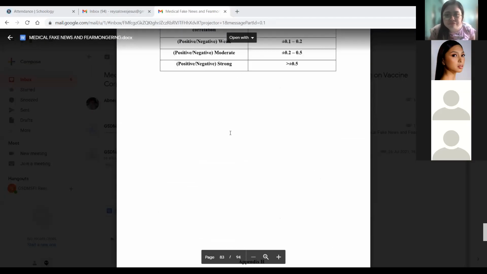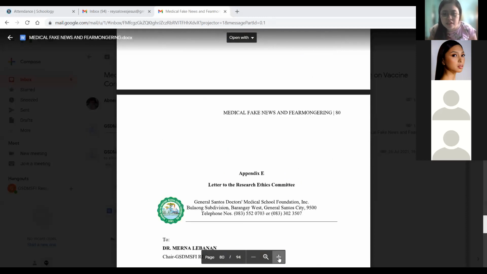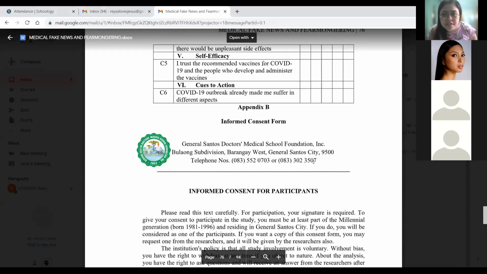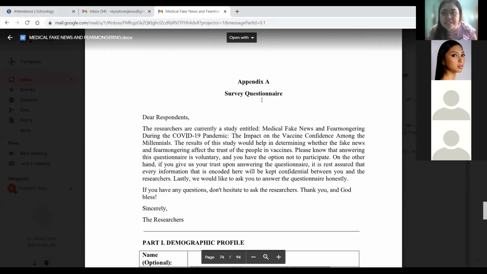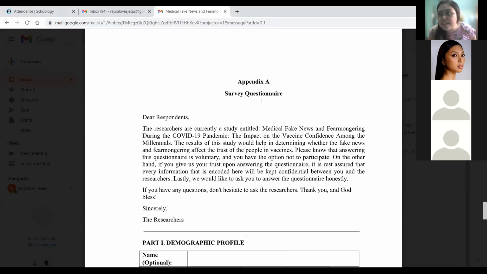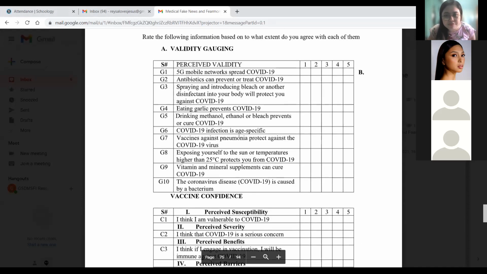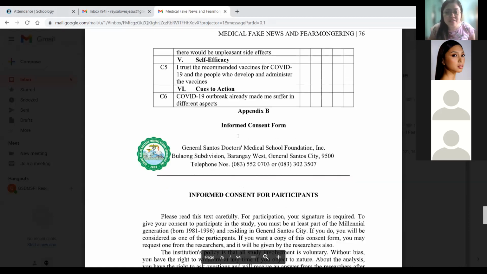Now, let me show you this one. This one is for the sample lang of the descriptive study. This one is a medtech study. Kanang pharma to, experimental man to. Kani, this one is a descriptive study. So, sa ilahang appendices, you have there the survey questionnaire. So, you have to have a sample of that, whether you make your own questionnaire or mag-adapt lang mo from the existing studies.